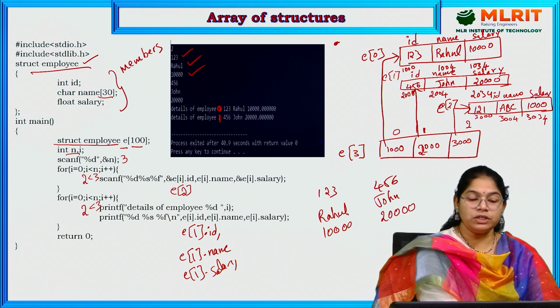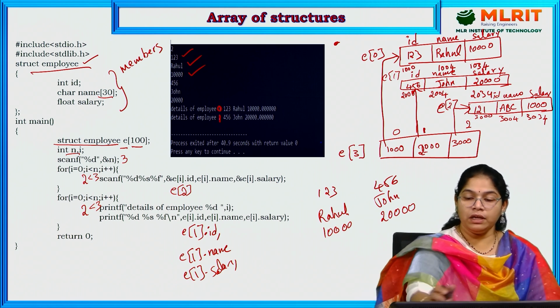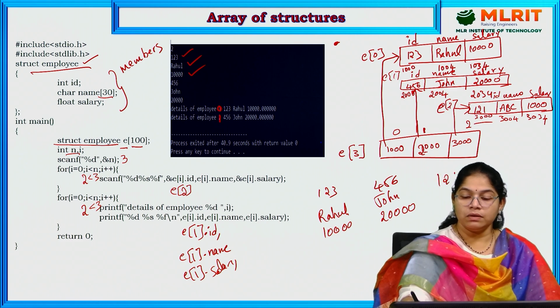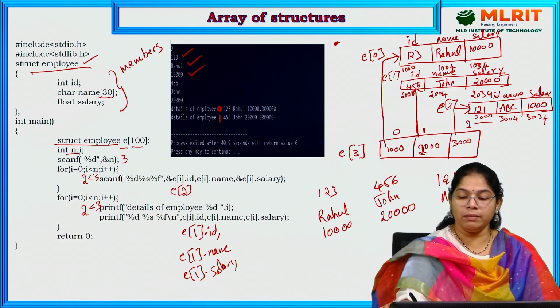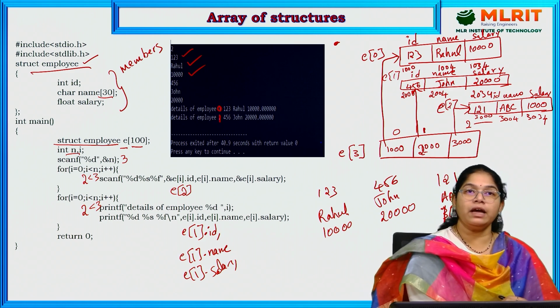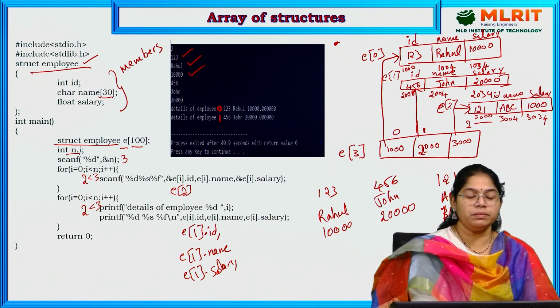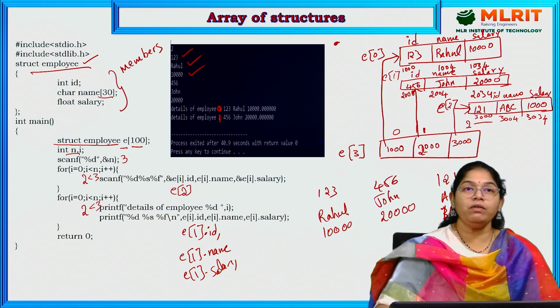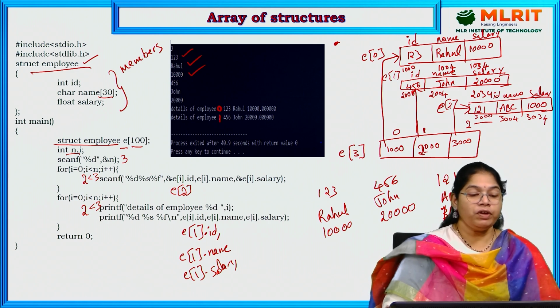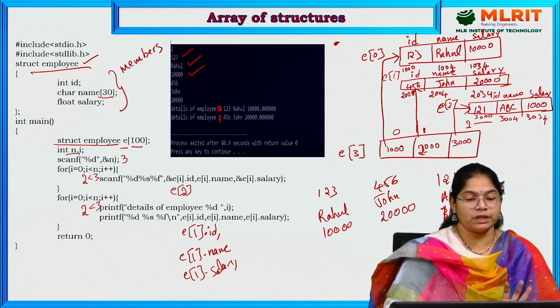Then the next details, that means the employee which is there in E of 2. In E of 2, the employee ID is 1 2 1 will be printed. Then the name is ABC. Then salary is 1000. In this way we can access the members if we have a number of employees or a number of students, more than 1, using an array of structure.